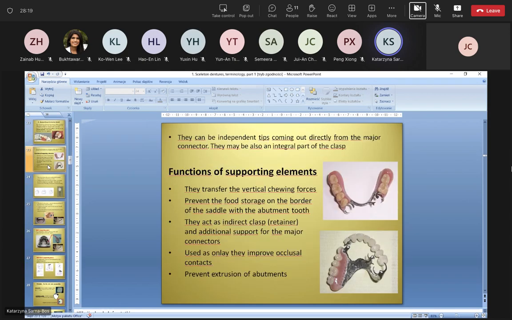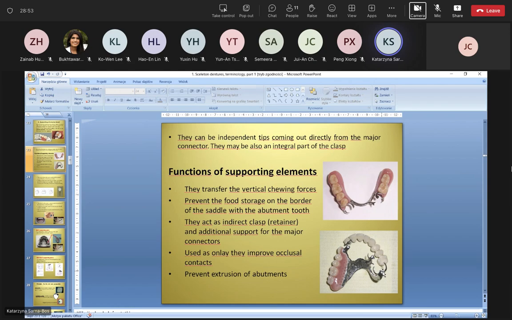Okay. Next slide. They can be independent tips coming out directly from the major connector. So you can see here, can be independent tip, and then they play the role of the indirect retainers. But they may be also an integral part of the clasp. Integral part of the clasp, like you see here, this is the retentive arm, reciprocal arm, and the rest.